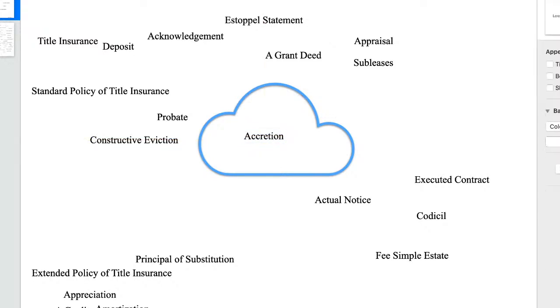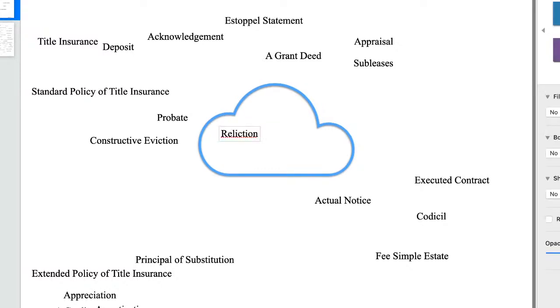Accretion. What is accretion? What do you guys think? Accretion is the addition of land. Good, due to natural causes. Great job, everybody.